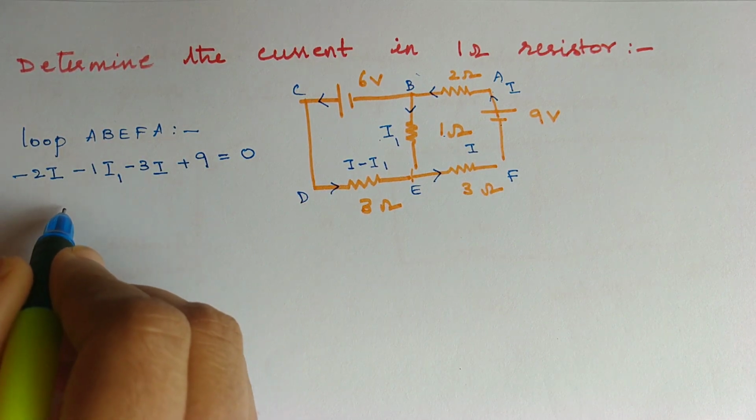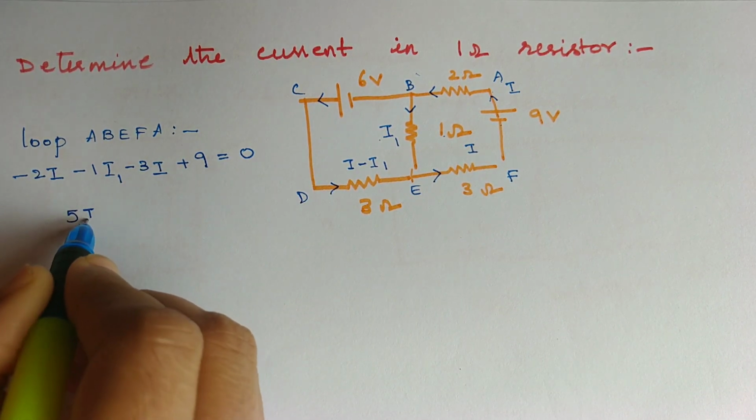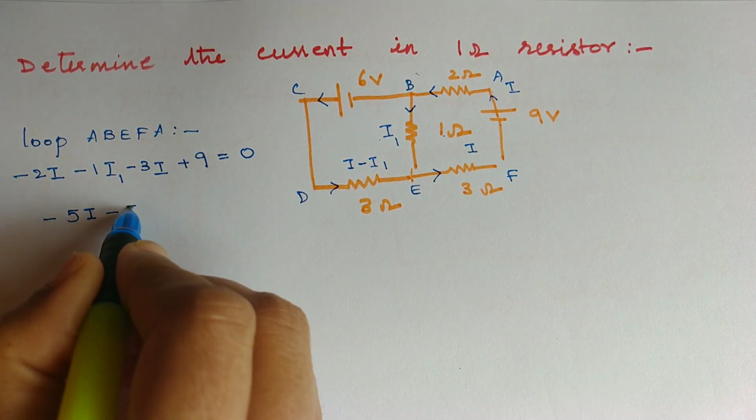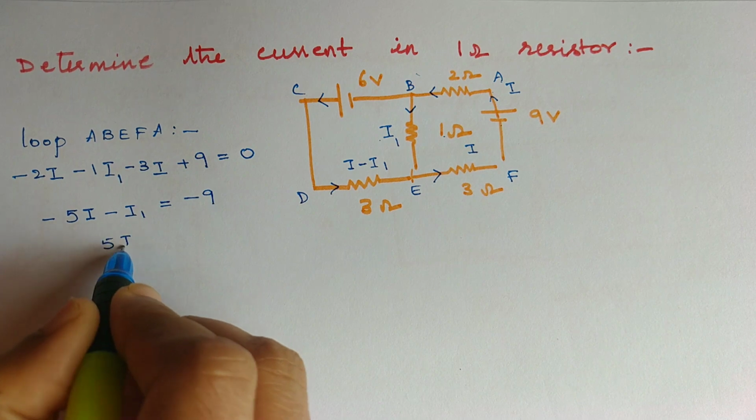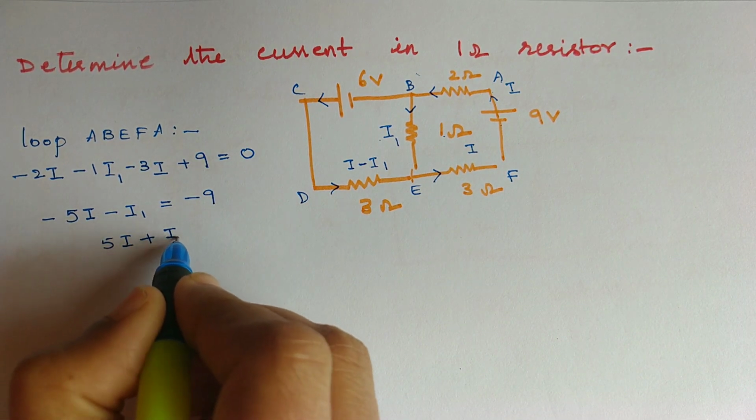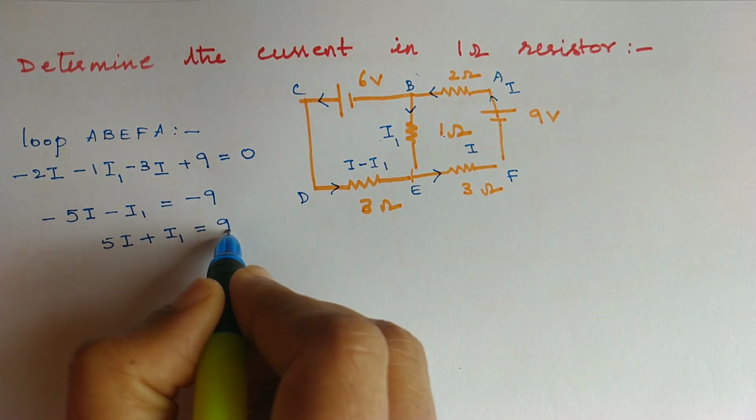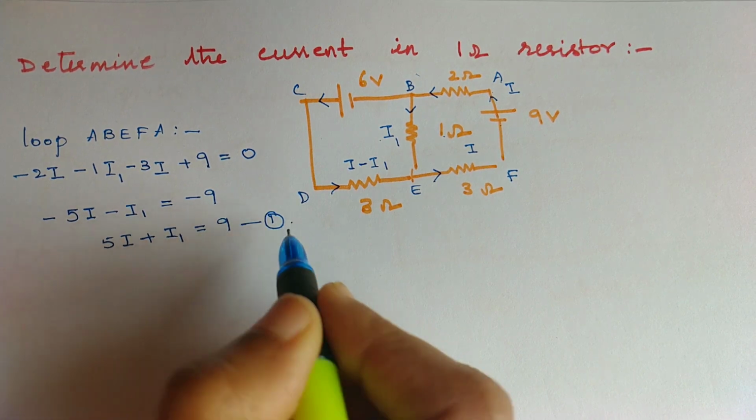Minus 2I minus 3I will be 5I, minus 5I minus I1 equals minus 9, or 5I plus I1, I will write it as 9. Call this equation 1.